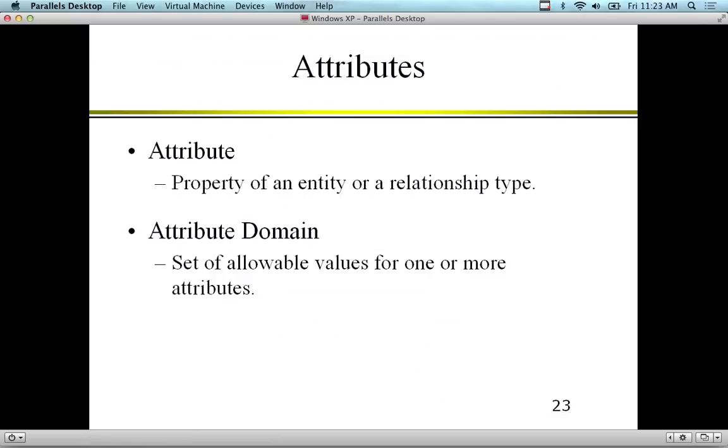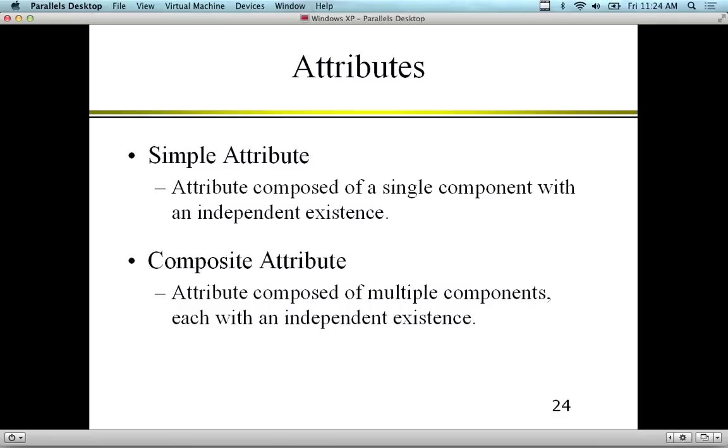Then we have this concept of attributes. An attribute is a property of an entity or a relationship type. Usually we have attribute domains, which come from a set of allowable values for one or more attributes. So attributes, think of them as columns in the database. And we have to put the attributes on the diagram as well.